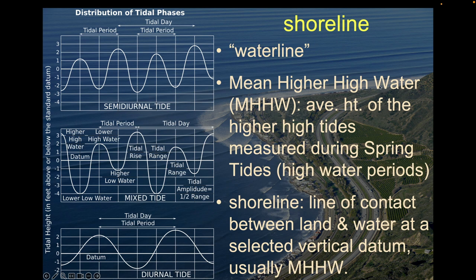Does that make sense? And then that's what we're going to use to define the literal line, the two-dimensional line where the water meets. Why didn't we use the low tide? Could have. Why didn't we use the lower high? We could have. It's just, somebody picked something and we had to use something and we just went with it, right? So that's what we've gone with.